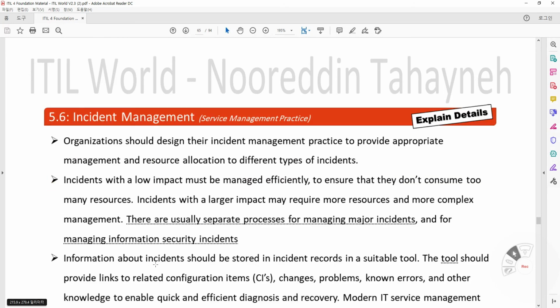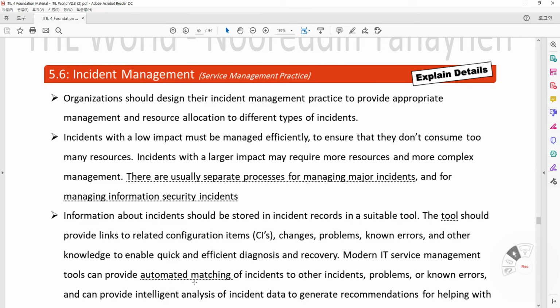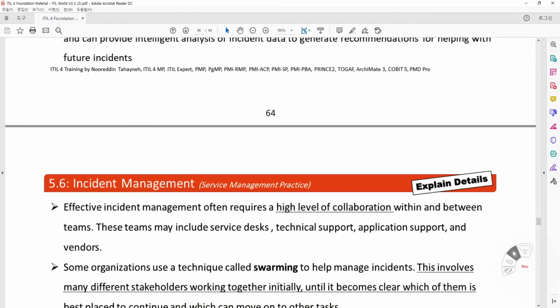Information about incidents should be stored in an incident record in a suitable tool. The tool should provide links to related configuration items (CIs), changes, problems, known errors, and other knowledge to enable quick and efficient diagnosis and recovery. Modern IT service management tools can provide automated matching of incidents to other incidents, problems, or known errors, and can provide intelligent analysis of incident data to generate recommendations for helping with future incidents. Effective incident management often requires a high level of collaboration within and between teams.